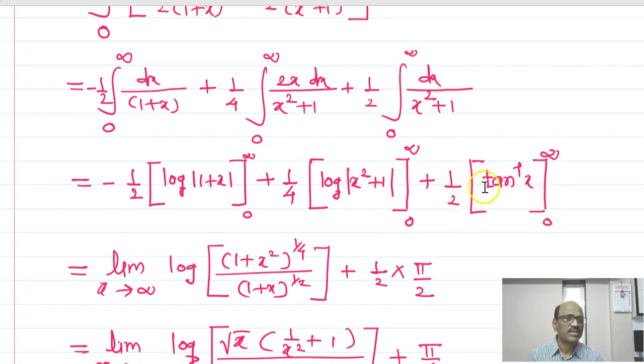Therefore, it is 1 upon 2 tan inverse of x from 0 to infinity. This is very simple, that is tan inverse of infinity minus tan inverse of 0. The tan inverse of infinity is pi by 2 and tan inverse of 0 is 0.